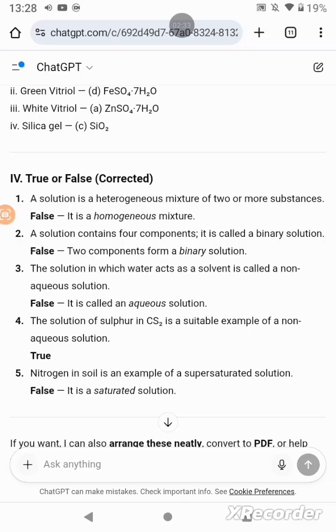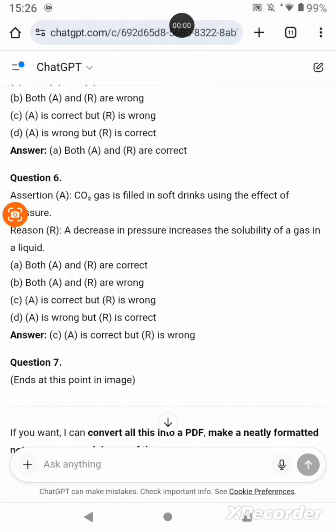3. The solution in which water acts as a solvent is called a non-aqueous solution. False. It is called an aqueous solution. 4. The solution of sulfur in CS2 is a suitable example of a non-aqueous solution. True. 5. Nitrogen in soil is an example of a supersaturated solution. False. It is a saturated solution.